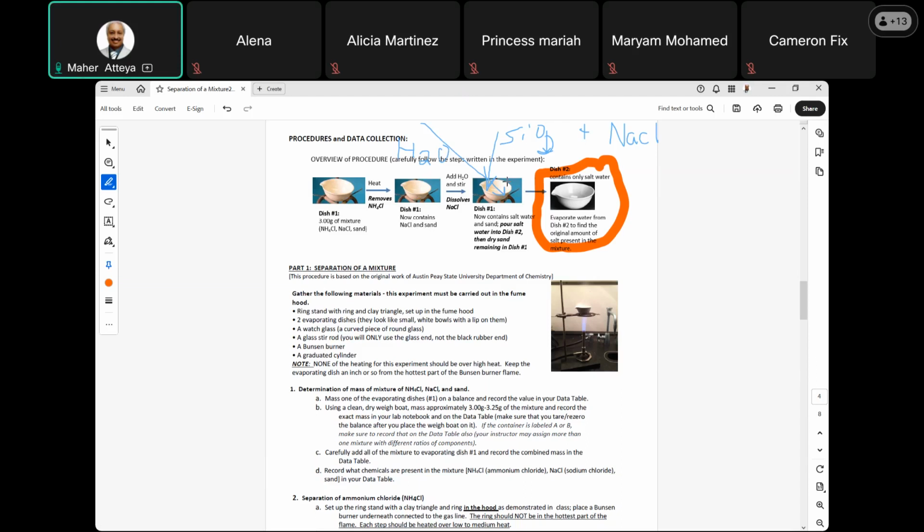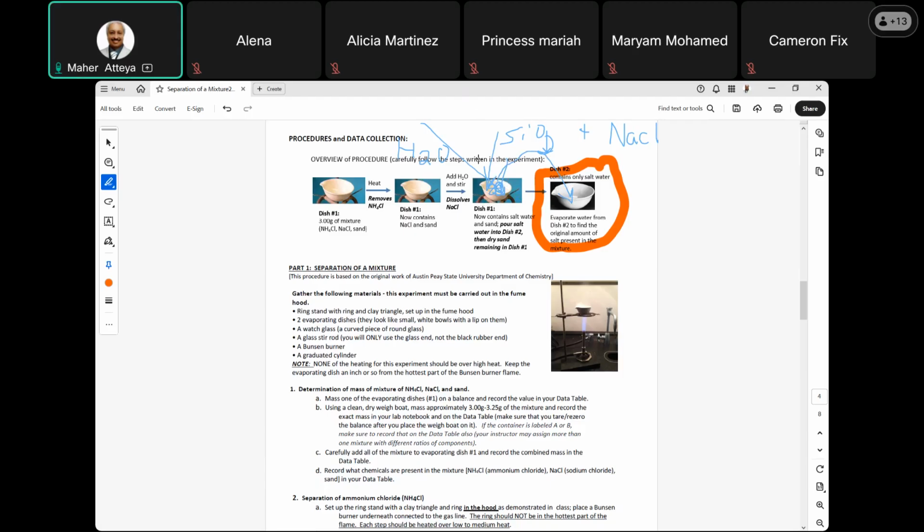So I'll add here, it says 10 mils. I think 10 mils is too much, but I told the student to take 5 mils first. I'll add the 5 mils of water, and then we'll stir the solution to make sure the sodium chloride is soluble. Then we decant the liquid, keeping the sand solid at the bottom of dish number 1. So dish number 1 will have sand. Dish number 2 will have salt, kitchen salt, in the liquid phase.